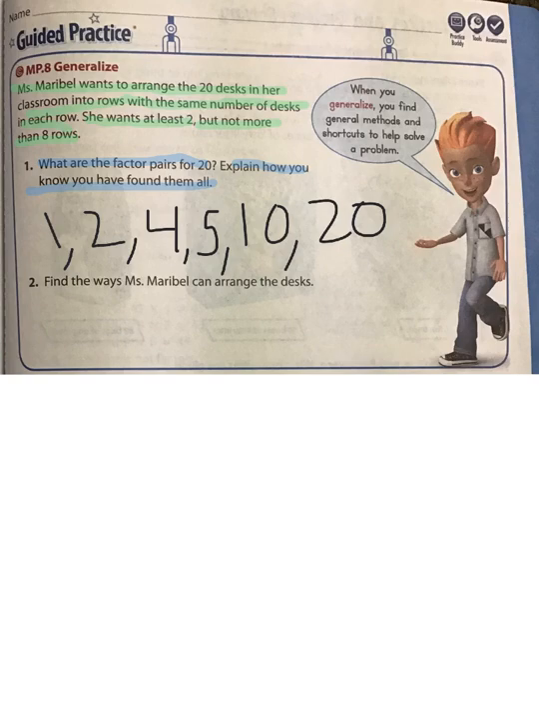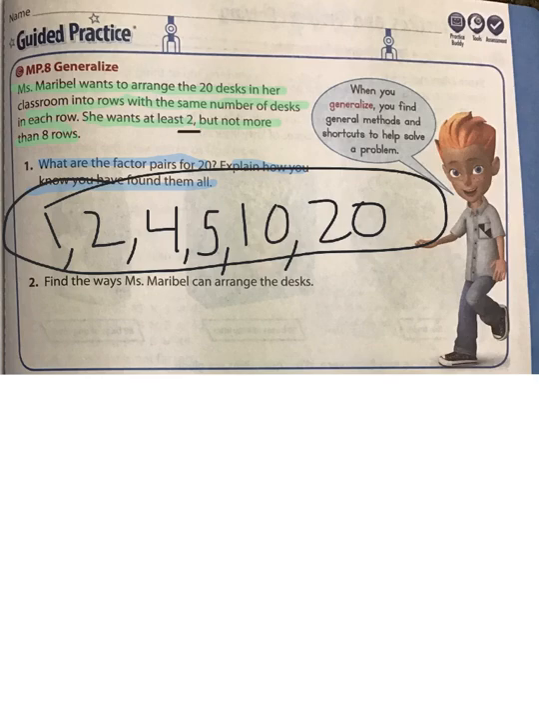Since we've got 4 and 5, we do not need to go on to 6, 7, or 8 because we already know that they are not going to be factors of 20. We now have all of our factors. So for the different ways she could arrange the desks, it says that she wants at least 2, but no more than 8 rows. So 1 row of 20 will not work.